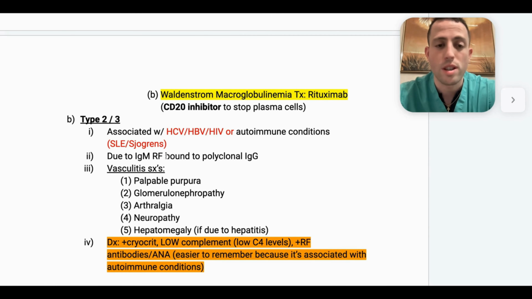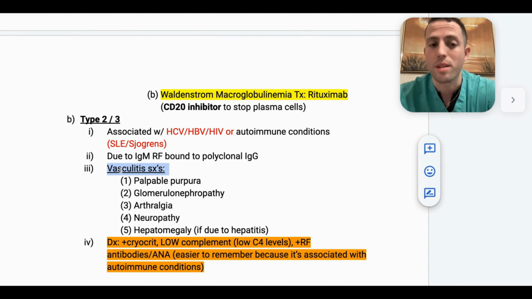These are going to be associated with HCV, HBV, as well as HIV, as well as some of the autoimmune conditions such as lupus or Sjogren's disorder. And this is due to IgM rheumatoid factor that's bound to a polyclonal IgG. And these patients get vasculitis-type symptoms. So they'll get palpable purpura, glomerular nephropathy, arthralgias, neuropathy, and hepatomegaly if it's due to hepatitis.